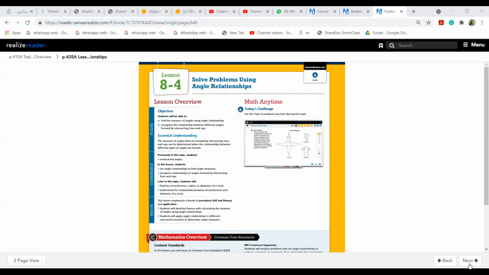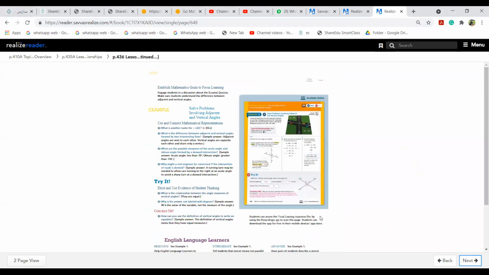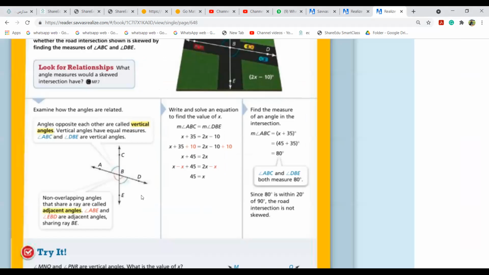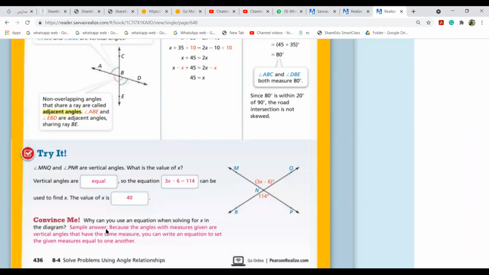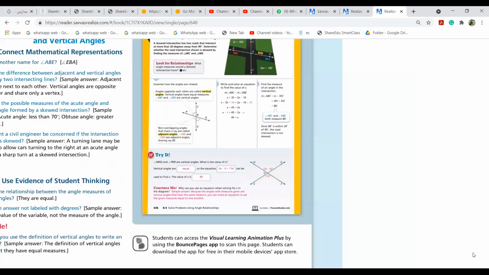Okay, so now it has uploaded 8.4. So yesterday, once again, if I revise, we have studied about 2 types of angles. One was vertical angles, which are exactly opposite to each other. If I say angle ABC and angle DBE, these two are vertical angles. And then adjacent angles, angle ABE and angle EBD, they are adjacent angles, they are next to each other. Then I told you how these opposite angles are equal. We will equate them and we'll find out the value of x. This is what we have learned yesterday.